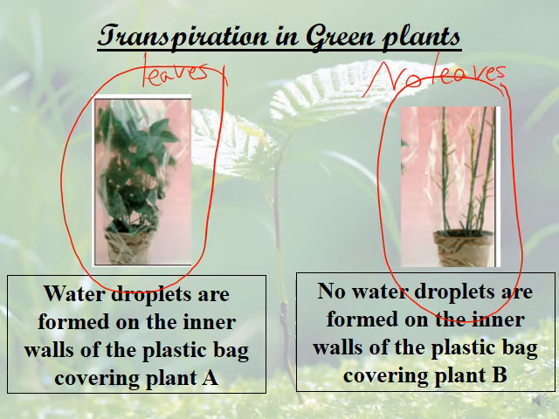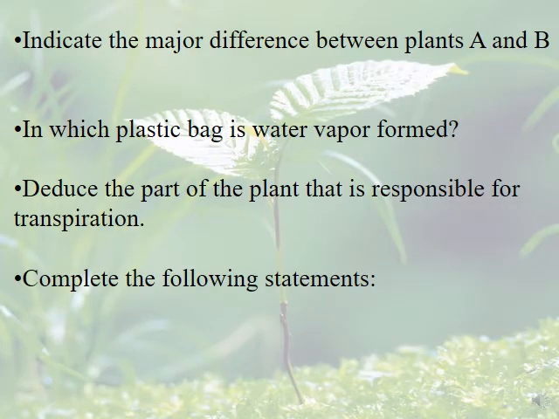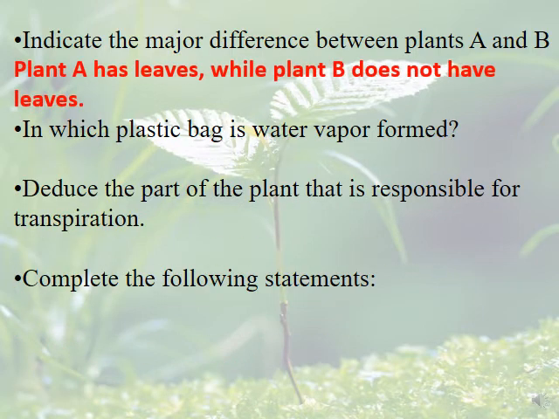So here, after about 5 to 10 minutes, water droplets are formed on the inner wall of the plastic bag covering plant A. However, no water droplets are formed on the inner wall of the plastic bag covering plant B. So here, what can we deduce? That transpiration occurs through what? Through the leaves. Since when we have the leaves, we have water droplets, so we have transpiration. The major difference between plants A and B is that plant A has leaves, while plant B doesn't.